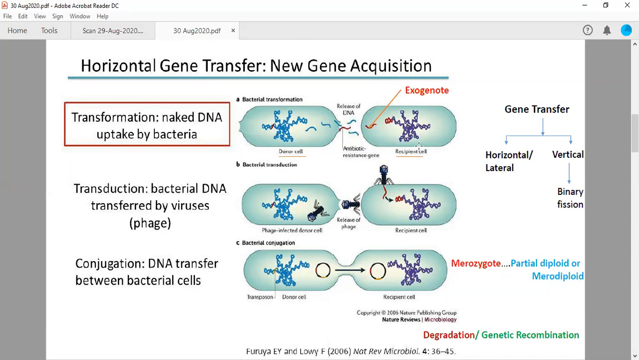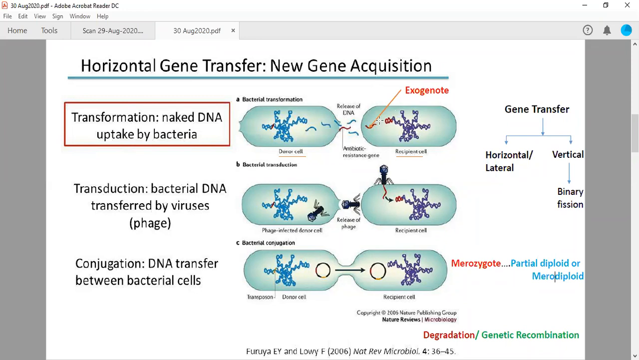There are some competence factors. There should be competence, only then this particular cell will take up these fragments of DNA. This is not random. There are some proteins which help in the uptake of the DNA fragments. Now the DNA fragment coming from the donor cell is called the exogenote, whereas the segment or the complete chromosome of the recipient cell is called the endogenote.